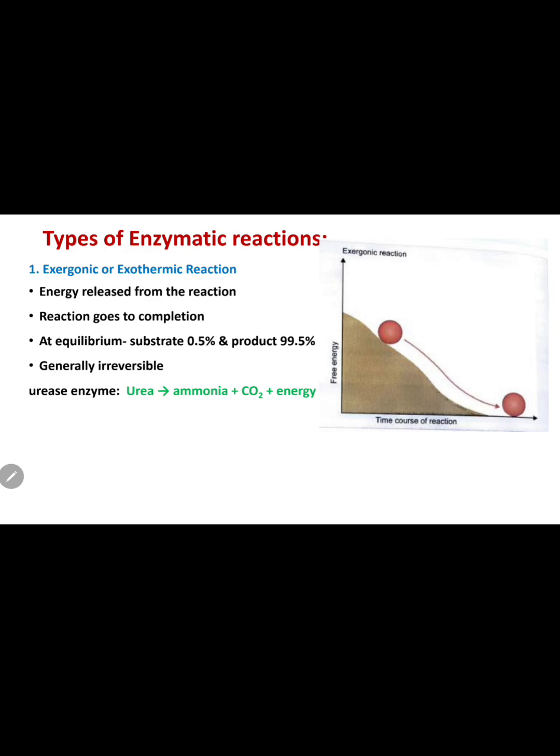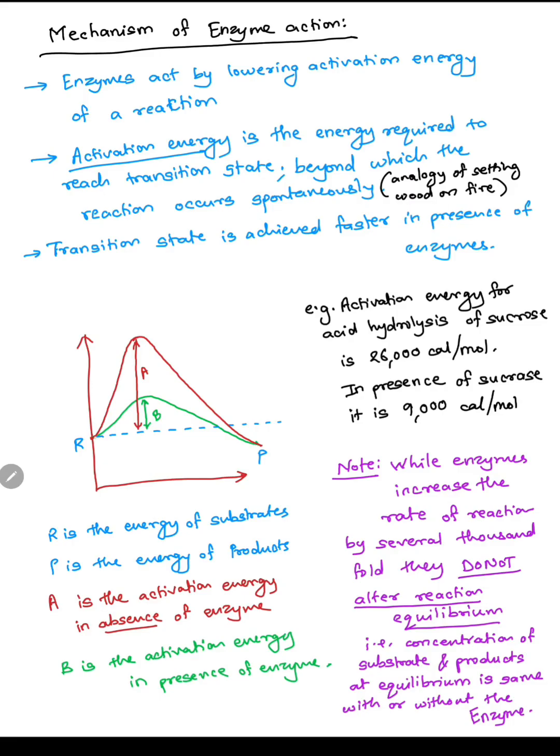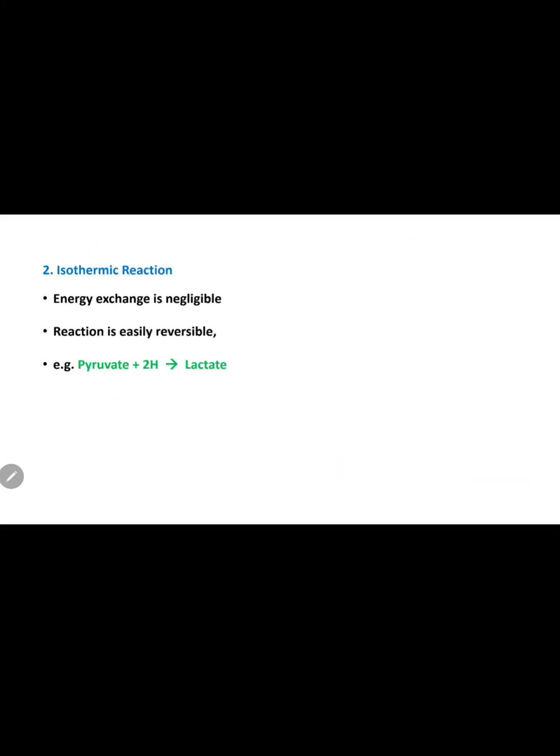Even these reactions need an activation energy. If you see here, R is the energy of substrate, P is product. This reaction is also an exothermic or exergonic reaction, but it has an activation energy. Like burning of wood is an exothermic reaction, but you need to supply some energy, and then the reaction will start releasing energy in the form of heat as the wood burns. So exothermic reactions also have activation energy, but once that activation energy is supplied, the reaction happens spontaneously.